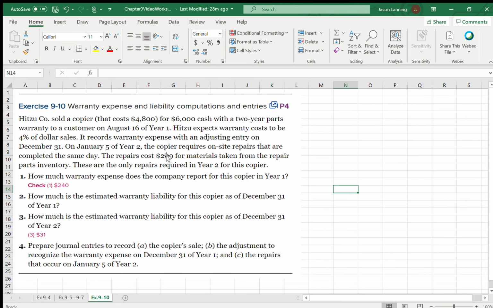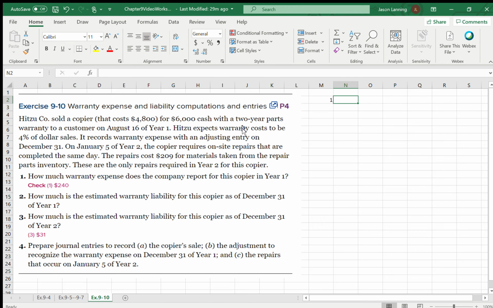On January 5th, year 2, the copier requires on-site repairs that are completed the same day. Repairs cost $209 for materials taken from the repair parts inventory. These are the only repairs required in year 2 for this copier. So again, they give you the answers, but we'll go through how we figure this. How much warranty expense does the company report for this copier in year 1?